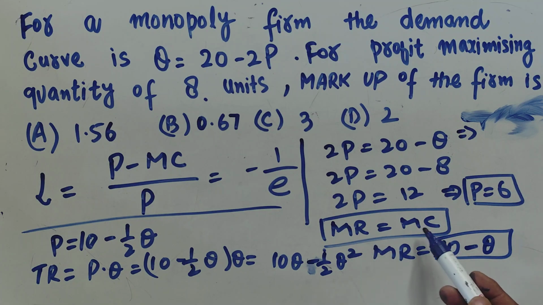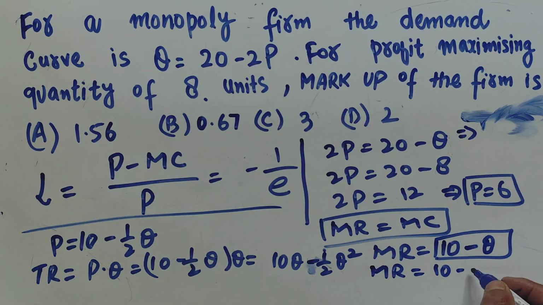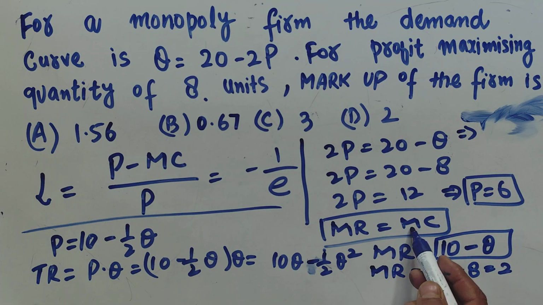Now we know that marginal revenue is equal to marginal cost in case of monopoly. So since this is marginal revenue, our marginal revenue will be equal to 10 minus the profit maximizing quantity, which is 8, so marginal revenue is equal to 2. That means our marginal cost will also be 2, because marginal revenue is equal to marginal cost.